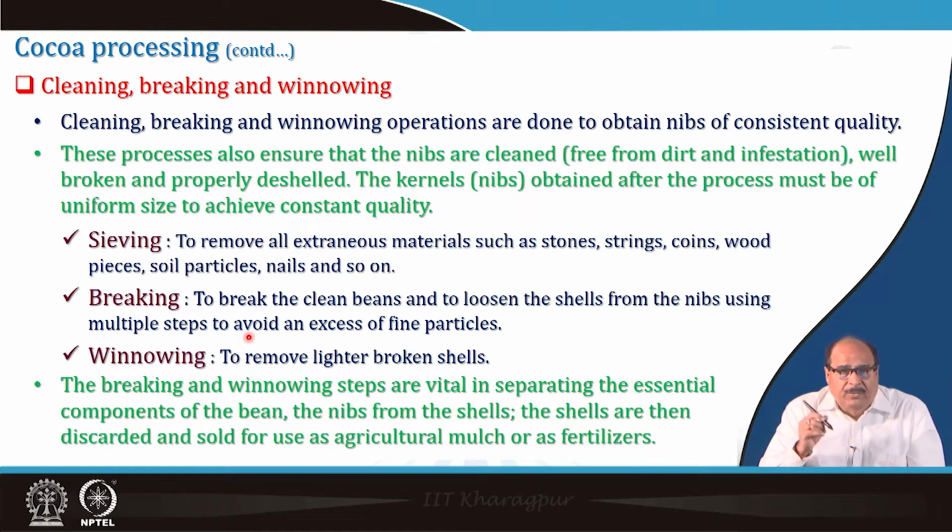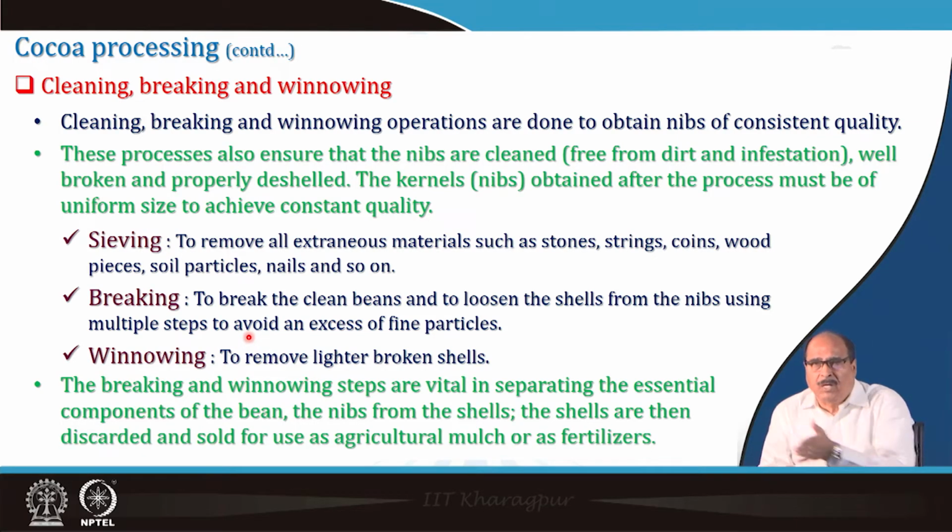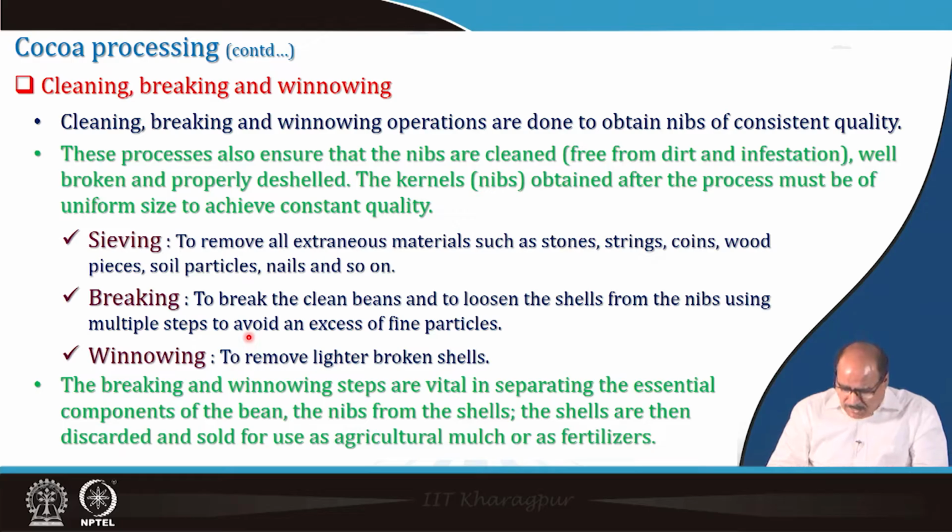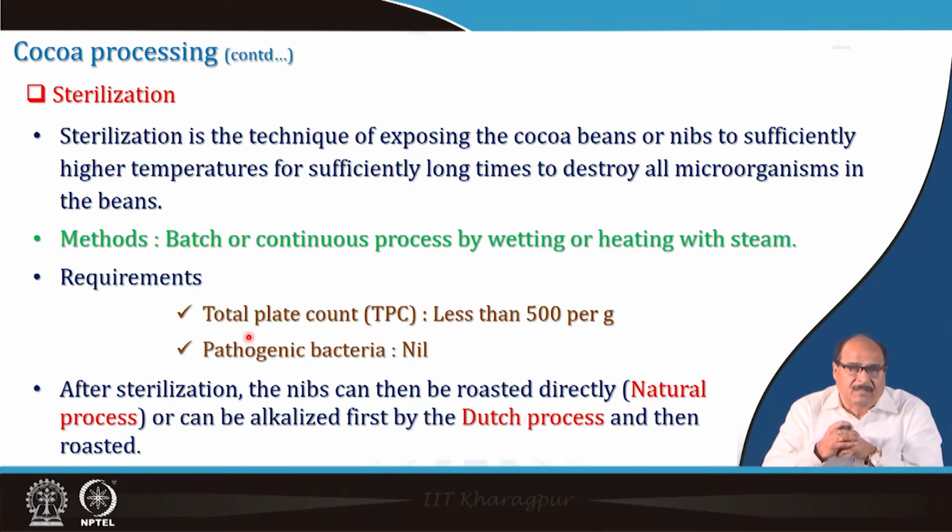The breaking and winnowing steps are vital in separating the essential components of the bean, that is the nib from the shell. The shells are then discarded and sold for use in agricultural mulch or as a fertilizer, and the nibs are taken for further processing into chocolate and other valuable products.